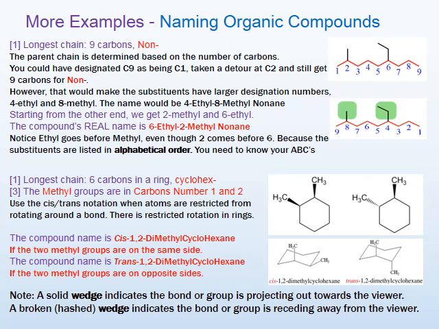This compound name is trans-1,2-dimethyl-cyclohexane. Inversion of this chair configuration would switch both methyl groups to equatorial positions, which is the most stable of the 2 configurations.